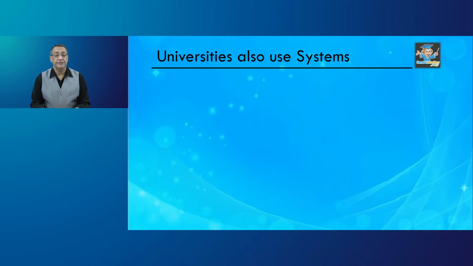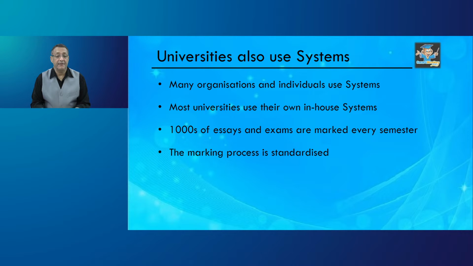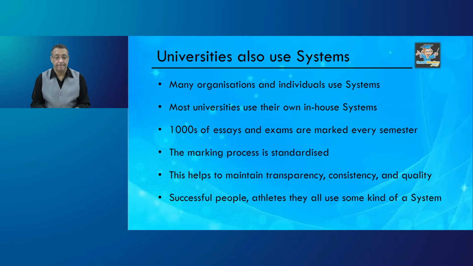Universities across the globe use some or many types of systems. Many organizations and individuals also use systems. As I said earlier, most universities use their own in-house systems. We have thousands of essays and exams that are marked every semester, and the marking process is standardized, and that's where the system kicks in. This helps to maintain transparency, consistency, and quality.